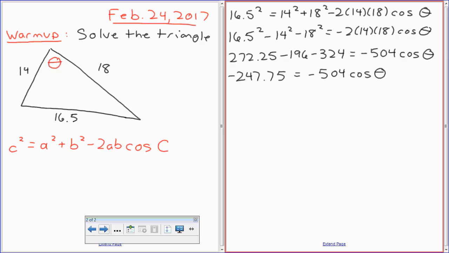Okay. Caleb, since you've been sitting so quietly at the back today, what's my next step to isolate cos theta, please? You divide the negative 504 over. You certainly do. I would strongly advise against typing that into your calculator unless you're Luke and you have a super duper calculator. I'd leave that as a fraction. What's the next step to get theta by itself? Cos inverse right here. So cos inverse of all of that.